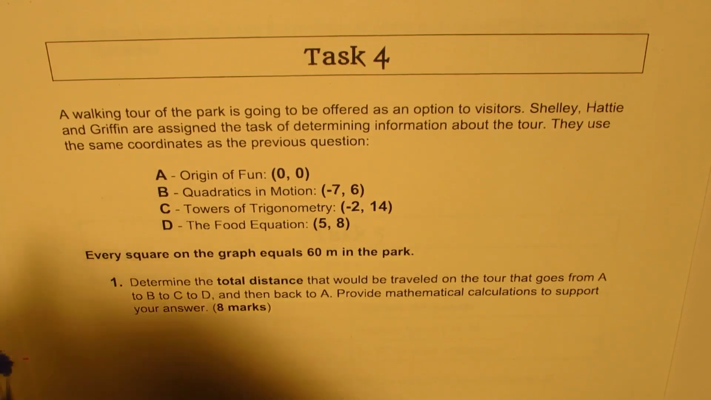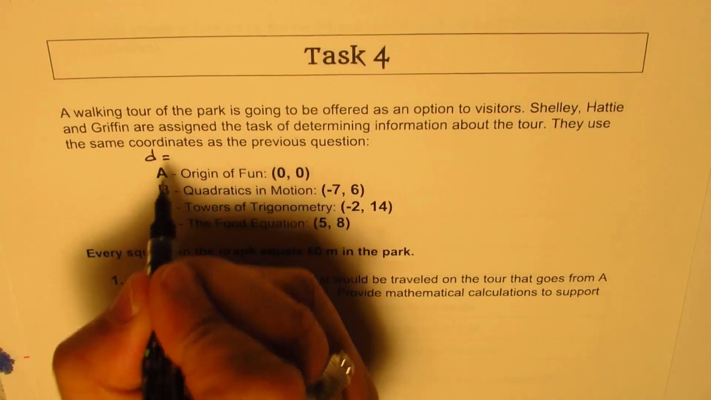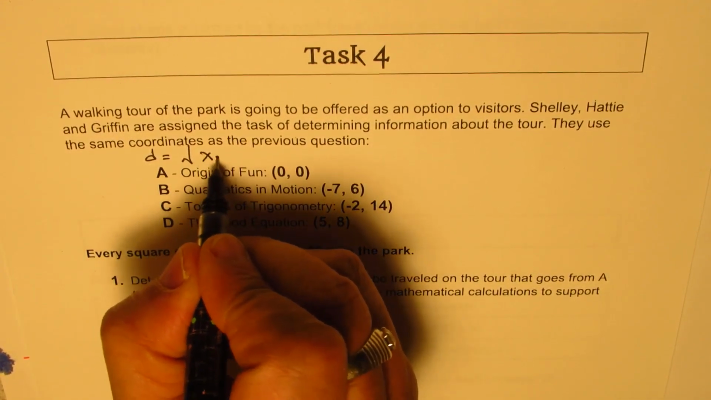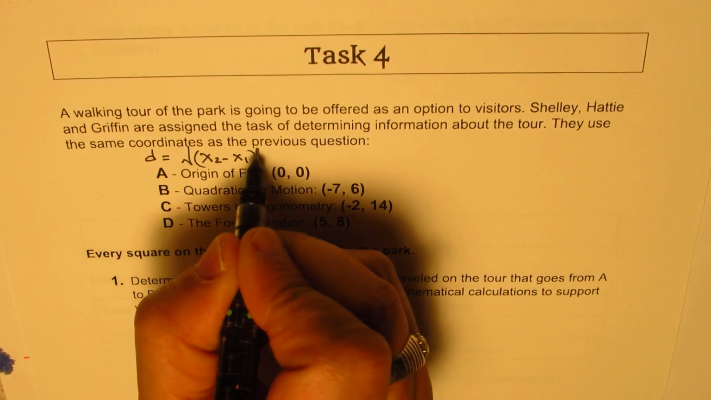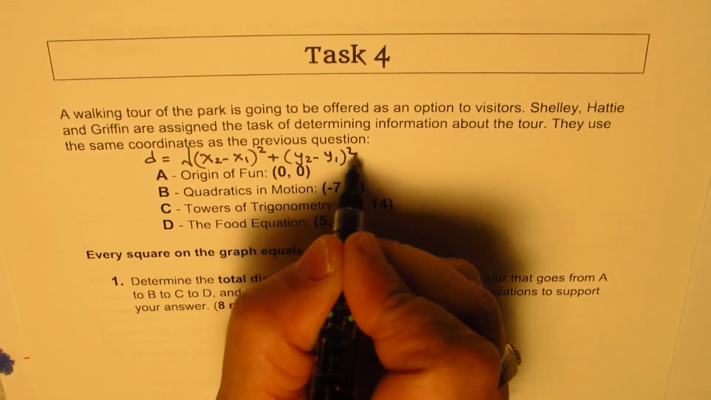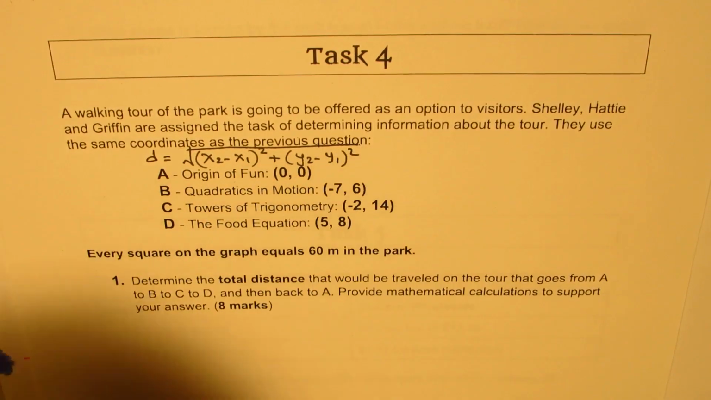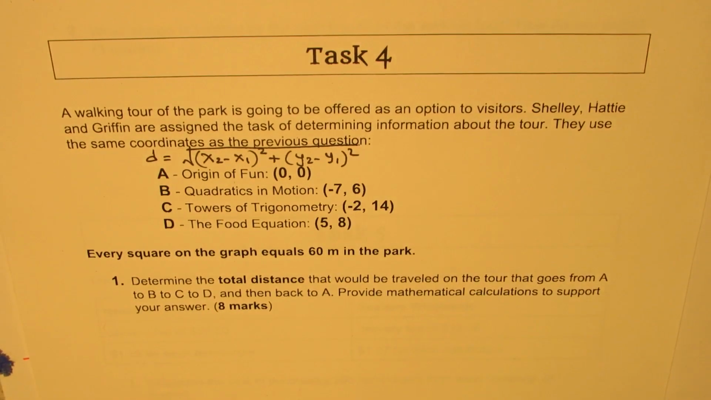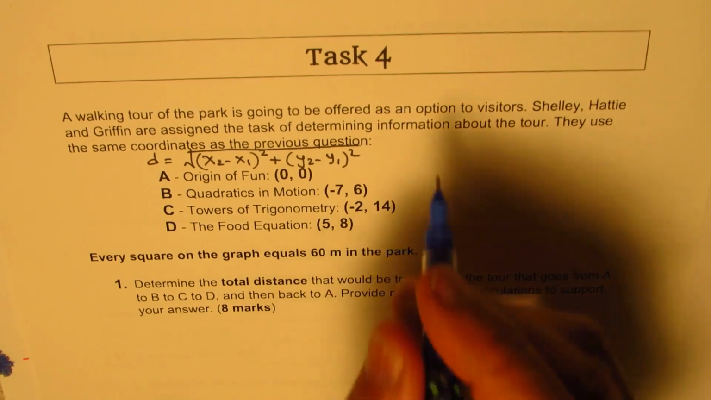So we'll use a simple formula here, the distance formula. The distance formula is square root of x2 minus x1 whole squared plus y2 minus y1 whole squared, correct? So first is from A to B. So let's find the distance. We'll do it in this space here, right?